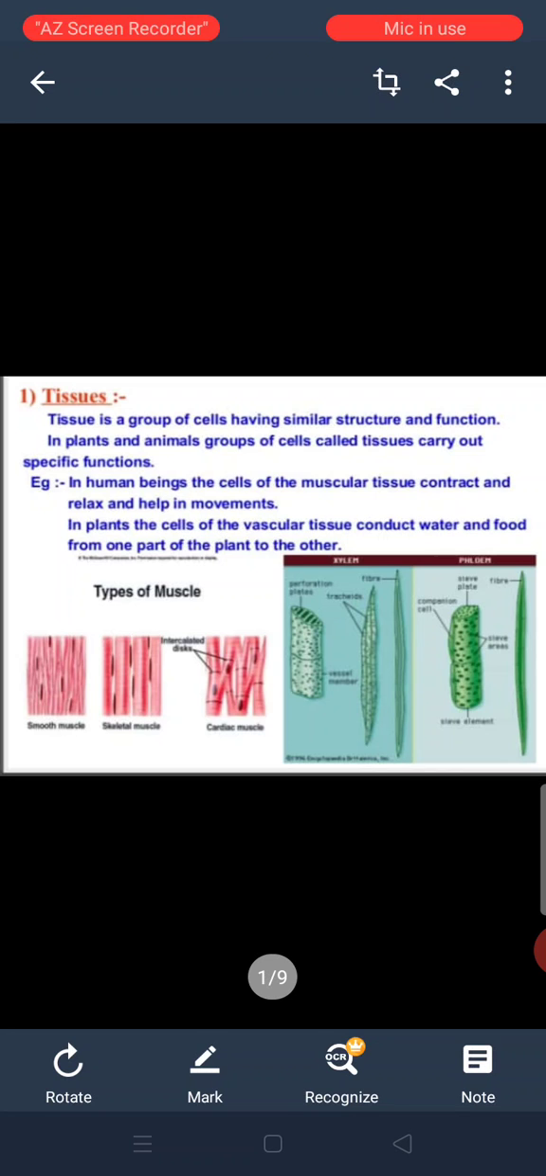In plants, the cells of the vascular tissue conduct water and food from one part of the plant to the other.